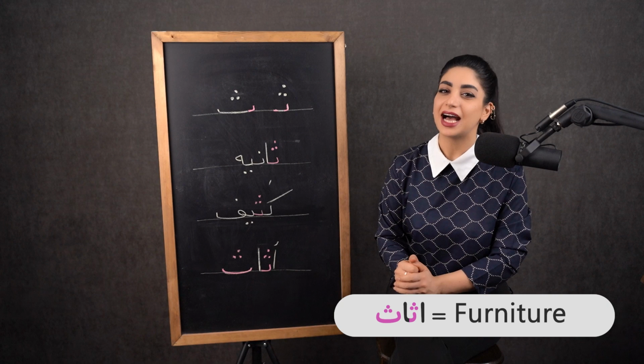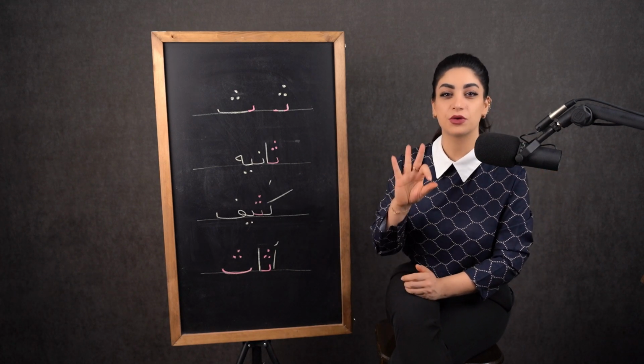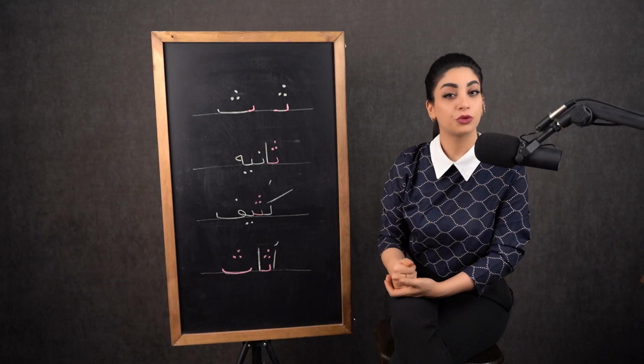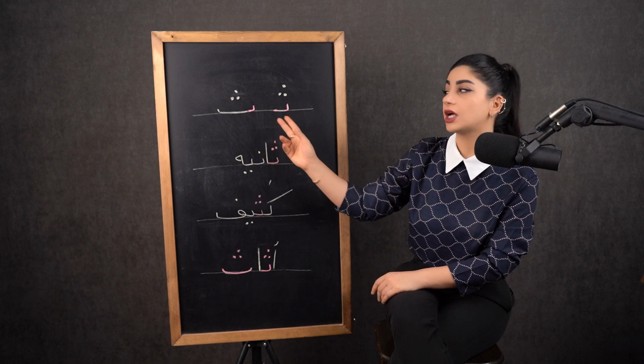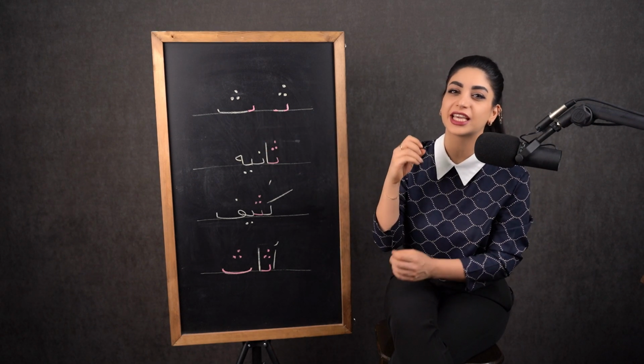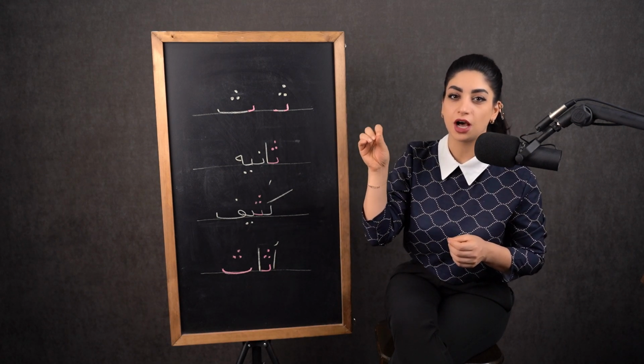اساس. Asas is the same as furniture in English. There, 3 more words. Now let's see what we have for practice. For practice, 1 or 2 lines for each one of them would be enough. Just write them down, and the part that it can attach to other letters, just show it with another color.